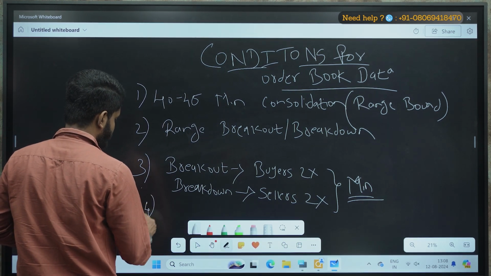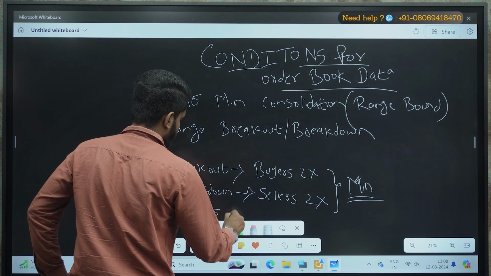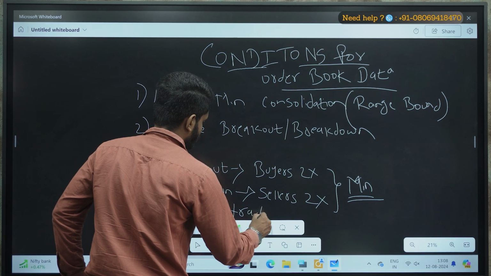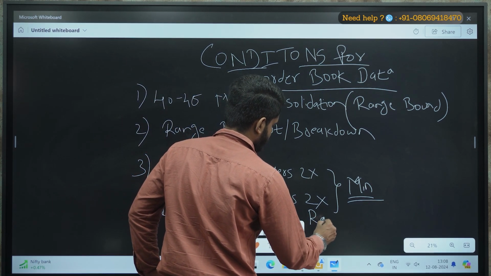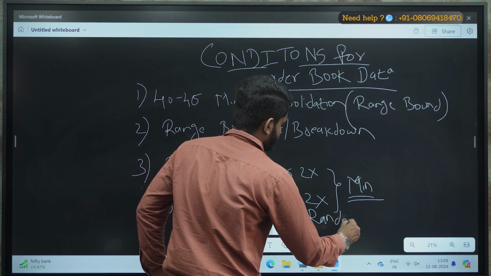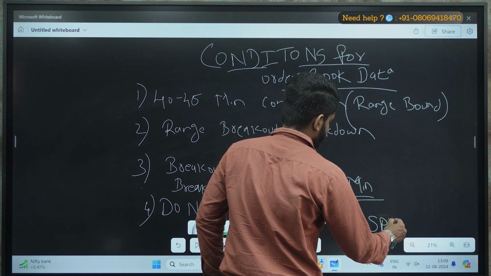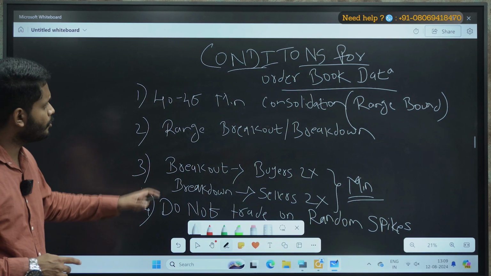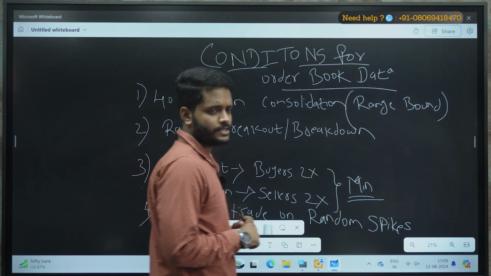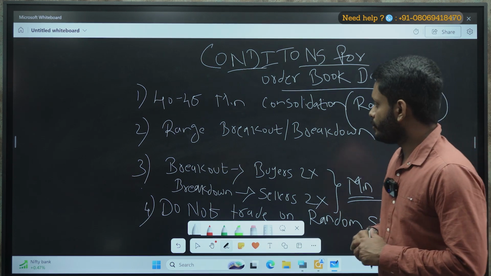The fourth one is do not trade on random spikes. Okay, so you can take a snap of this, or else you can note it down however you feel comfortable.